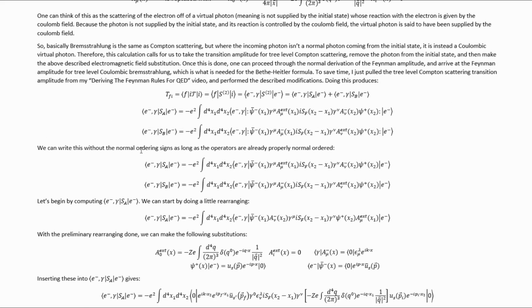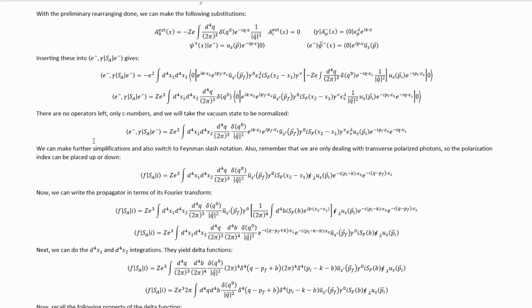We can write this without the normal ordering signs as long as the operators are already properly normal ordered, which leaves us with this. Let's begin our evaluation with the A term. We can start by doing a little rearranging, which leaves us with this. With the preliminary rearranging done, we can make these substitutions. These three identities right here, if you want to know where they come from, you can watch my video on deriving the Feynman rules for QED, that one I keep mentioning.